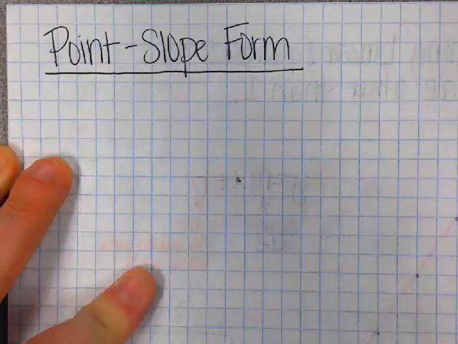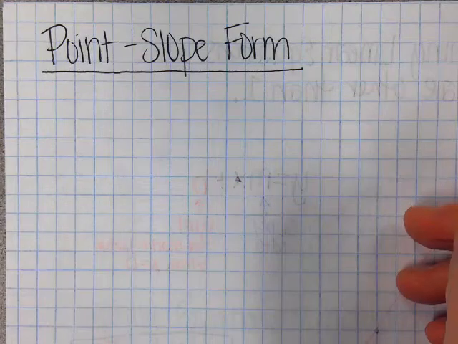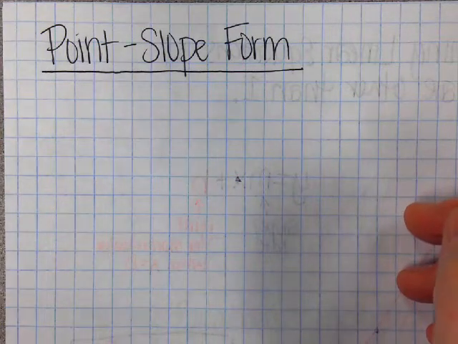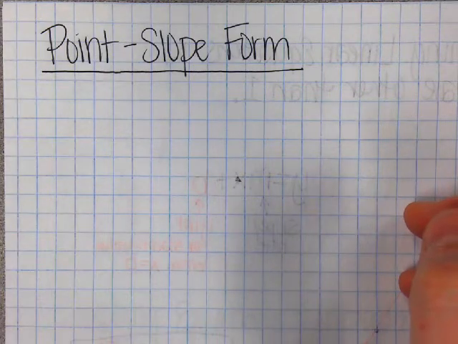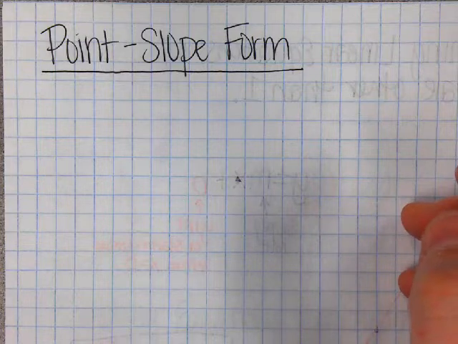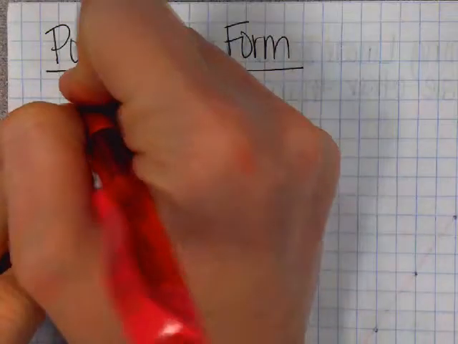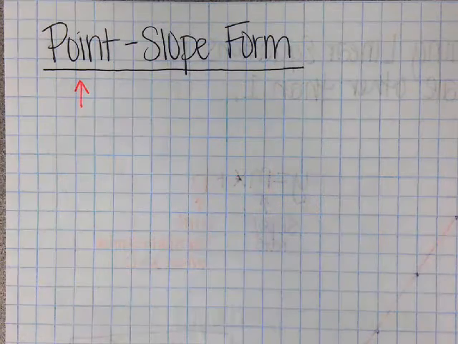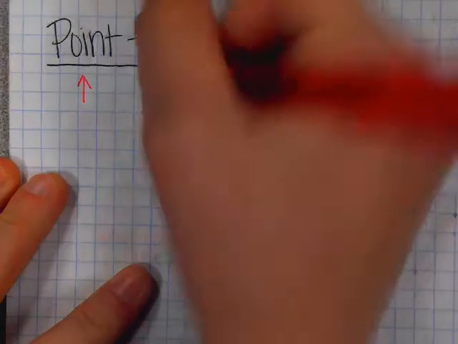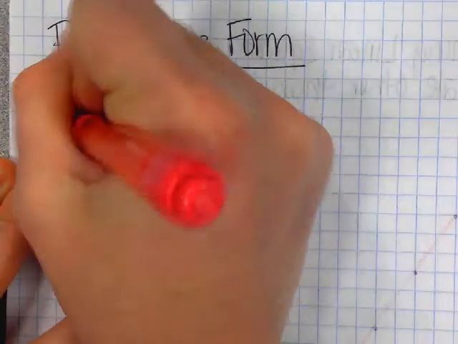So point-slope form. Point-slope form is just another way to write equations. The other day we were talking about slope-intercept form because it has the slope and the y-intercept visible in the equation. Point-slope form is going to have the two things that you think it would have, point and slope. These are the two things.